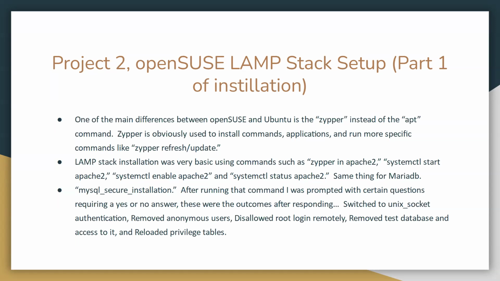Then my next step for installing the LAMP stack, before which I looked up a video of this to use as a resource. Before the guy in the video ran this command, I didn't know why: mysql_secure_installation. But after seeing it, it was just basic security questions like switch to Unix socket authentication, remove anonymous user, disallow root login remotely, remove test database and access to it, and lastly, reload privilege tables.